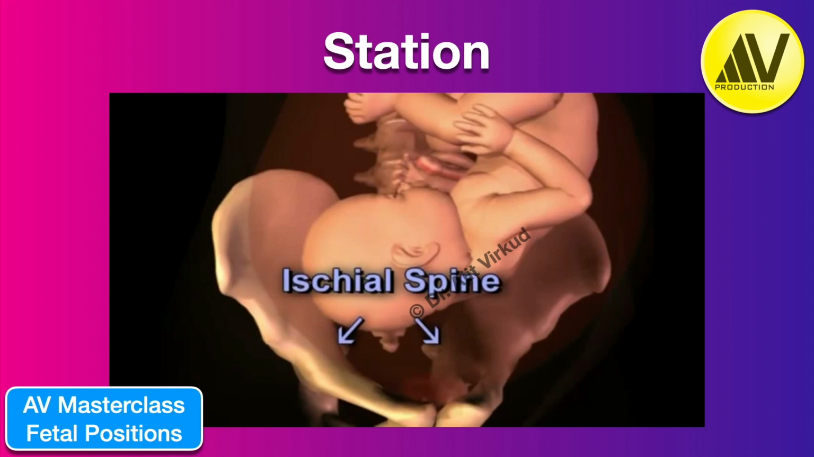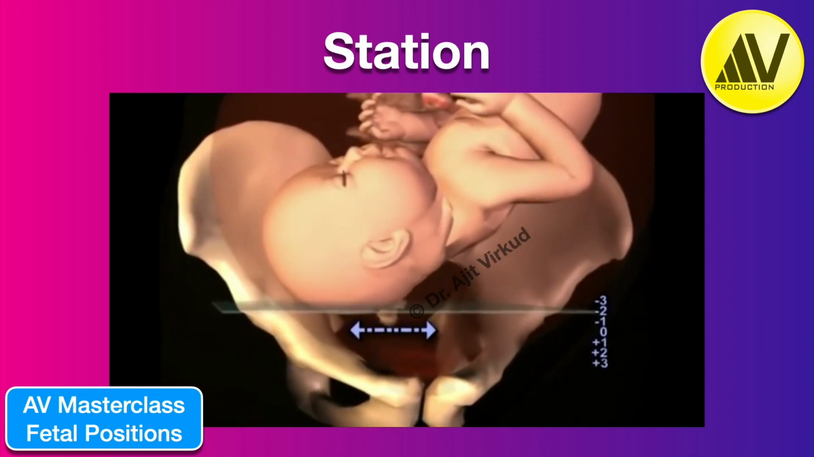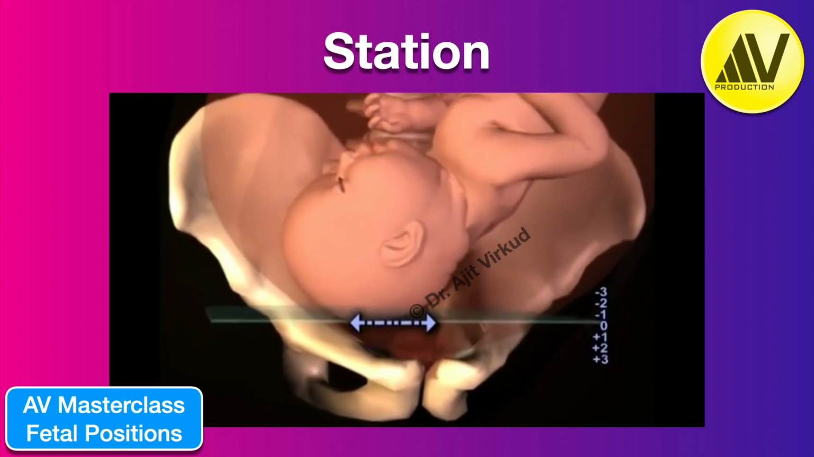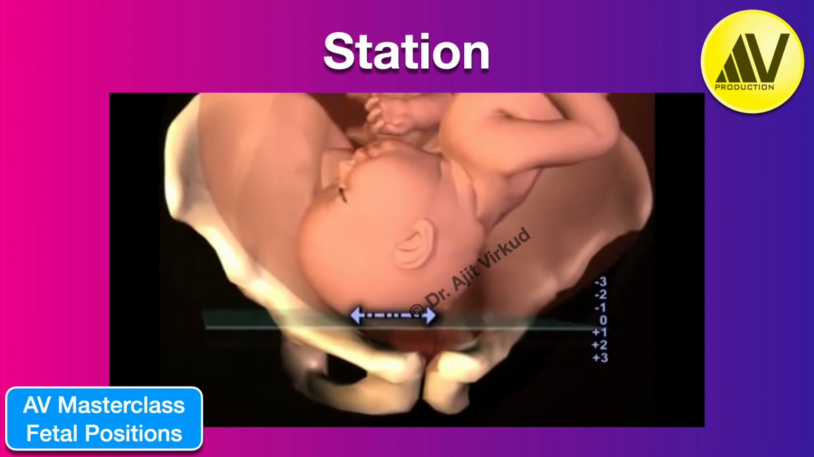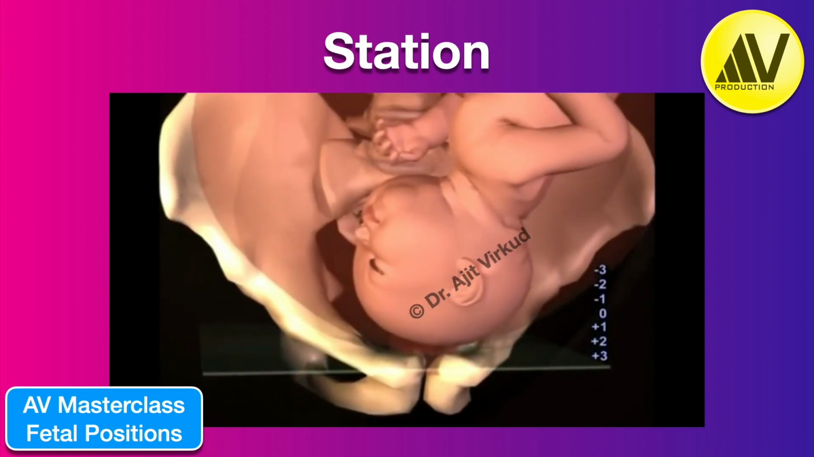The position of the leading bony point of the fetal head in relationship to the ischial spines is called station. When it is at the level of the ischial spines, it is referred to as station 0. If it lies above the spines, it is minus, that is -1, -2, -3, -4 or -5 for each centimeter it is above the ischial spines. And if it is below the ischial spines, it is plus, that is +1, +2, +3, +4 or +5 for each centimeter it is below the ischial spines.